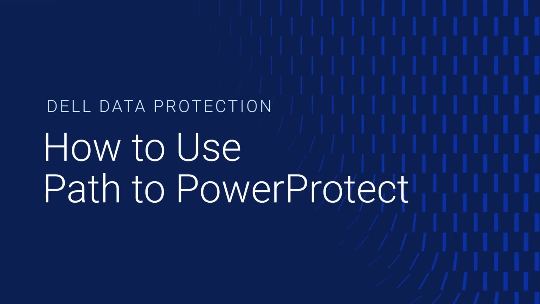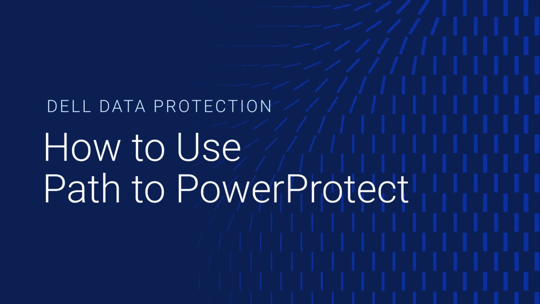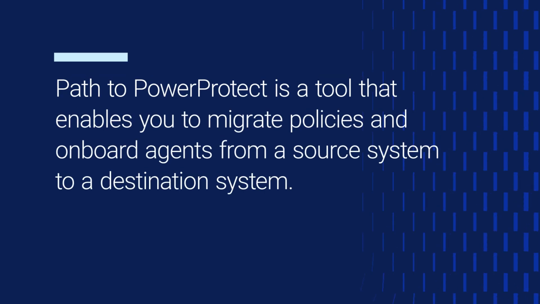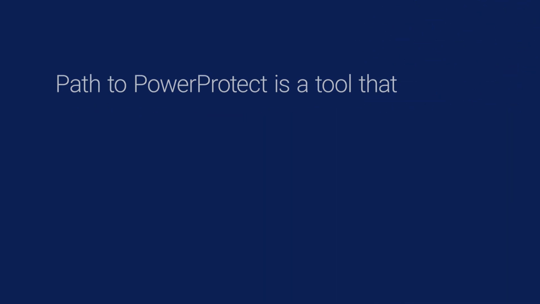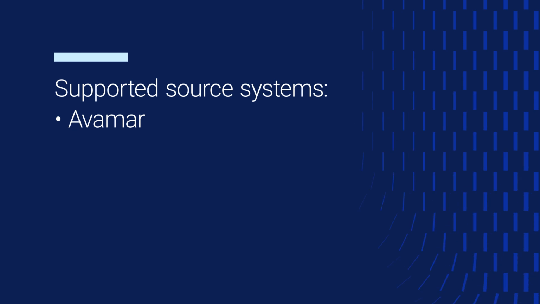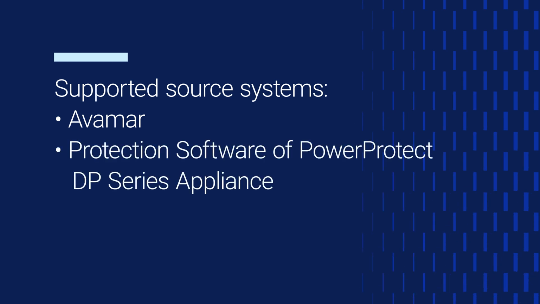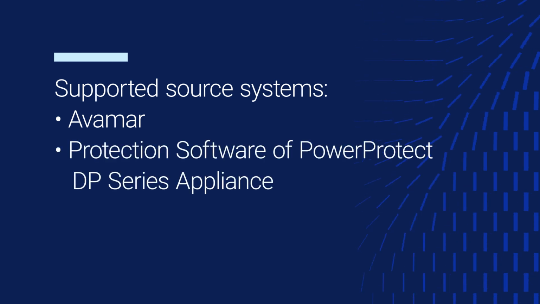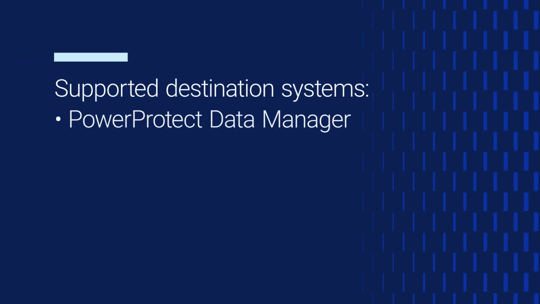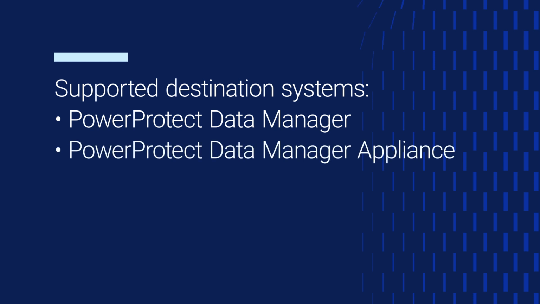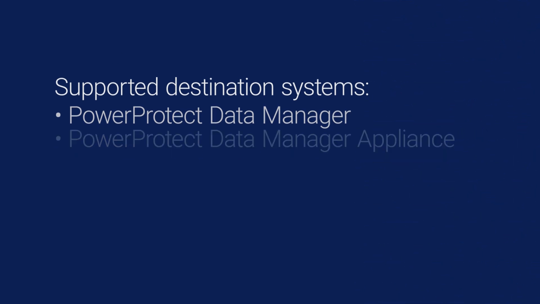In this video, we'll learn how to use the Path to PowerProtect migration tool. Path to PowerProtect is a tool that enables you to migrate policies and onboard agents from a source system to a destination system. The source systems can be Avamar or protection software of PowerProtect DP series appliance. The destination systems can be a PowerProtect Data Manager or a PowerProtect Data Manager appliance.